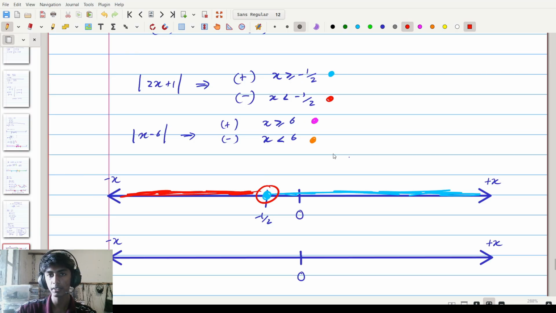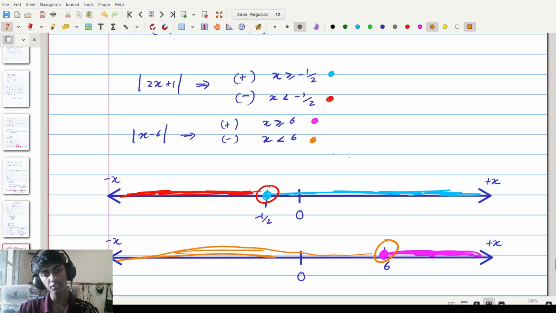Similarly, for the purple and the orange, the point of interest that we have here is positive 6. Everything to the right, including positive 6, is going to belong to purple, and everything to the left of positive 6, excluding positive 6, is going to belong to orange. Here we can see within this, there are certain overlaps and there are certain places where we don't have overlaps.